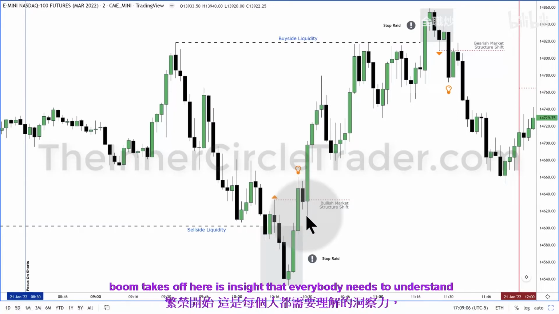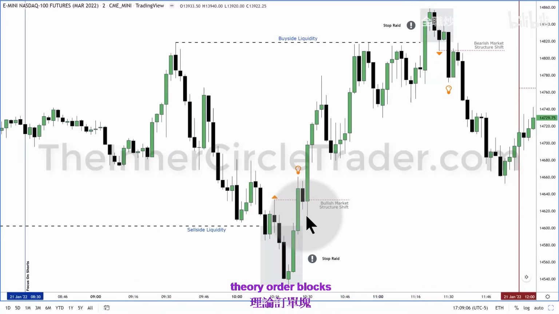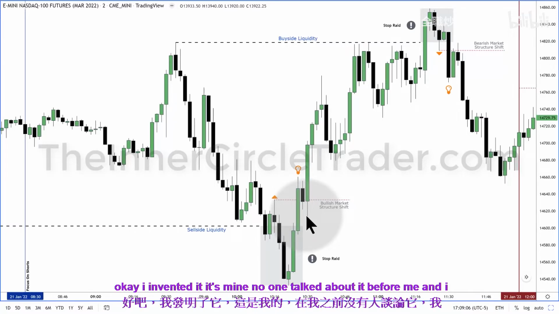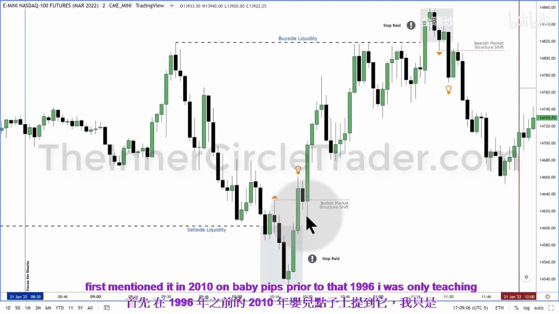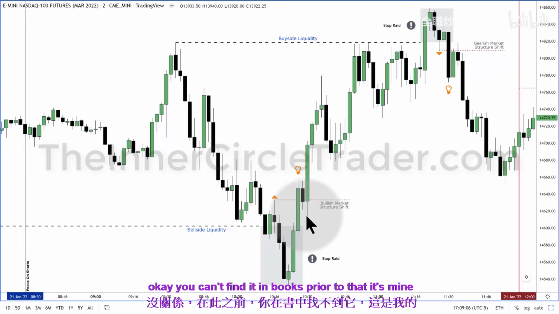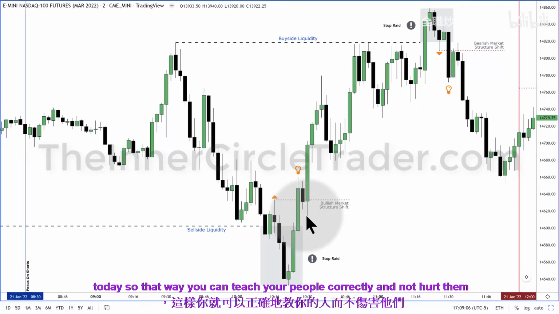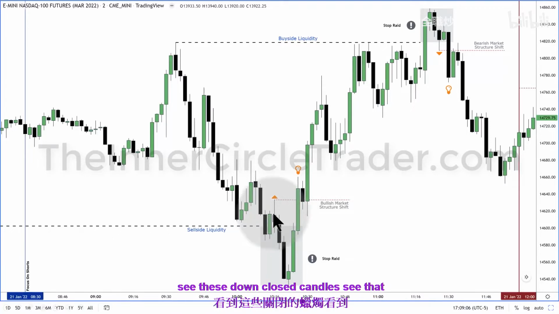Here is insight that everybody needs to understand because they're out here running around on YouTube trying to teach order block theory. Order blocks. I invented it. It's mine. No one talked about it before me. And I first mentioned it in 2010 on Baby Pips. Prior to that, 1996, I was only teaching it to people one-on-one. You can't find it in books prior to that. It's mine. No one else taught it before me. So I'm going to correct all of you today so that you can teach your people correctly and not hurt them. See these down closed candles?